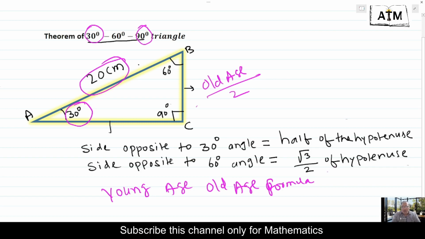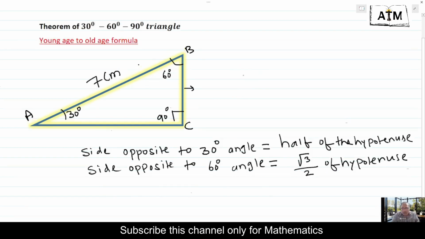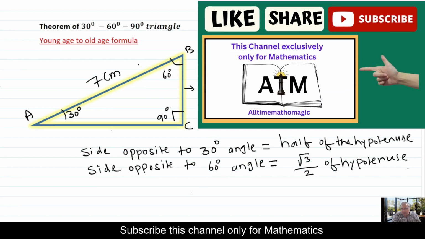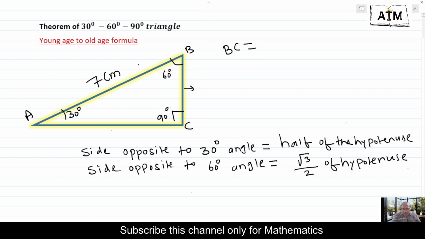Let me give you one more example. Suppose AB, that is the hypotenuse, equals 7 centimeter. Then side BC is nothing but opposite to the 30 degrees. It is opposite to 30 degrees. So what is the value of BC? Half of the hypotenuse, that is 7 centimeter divided by 2 equals 3.5 centimeters.